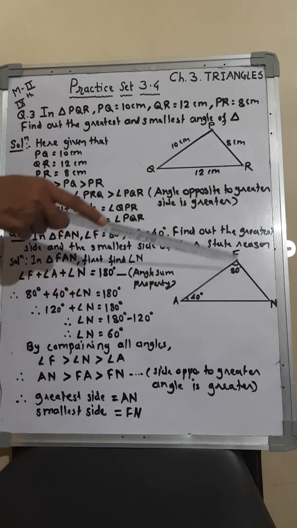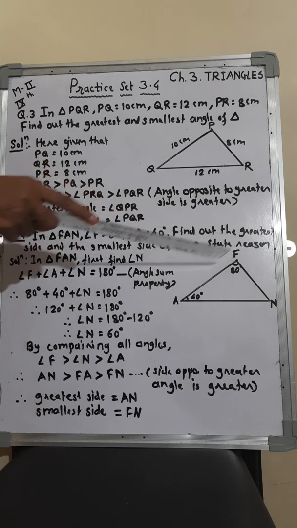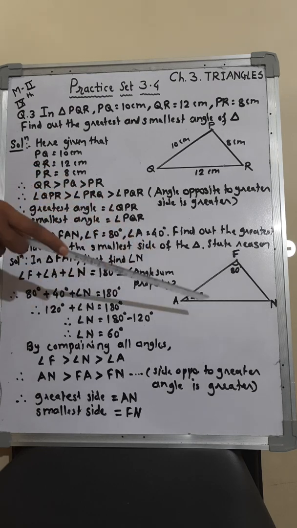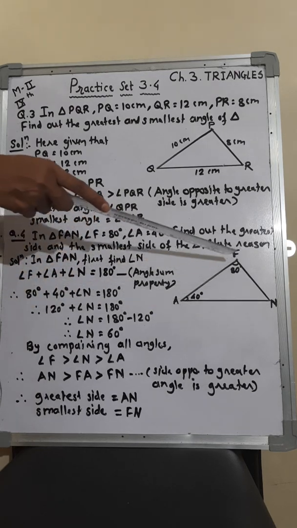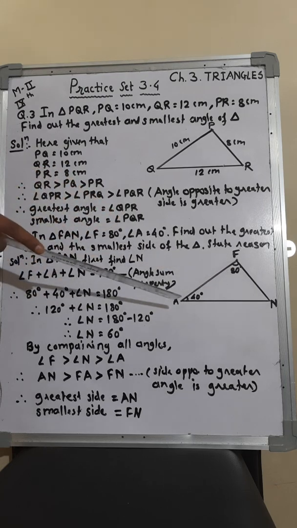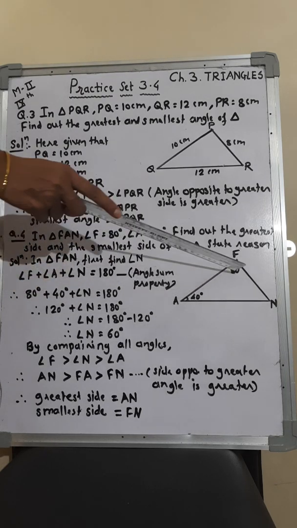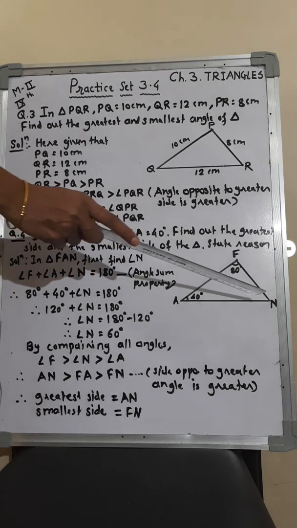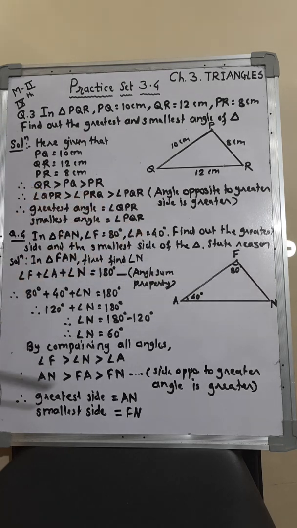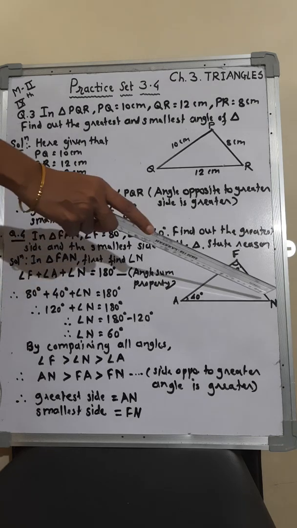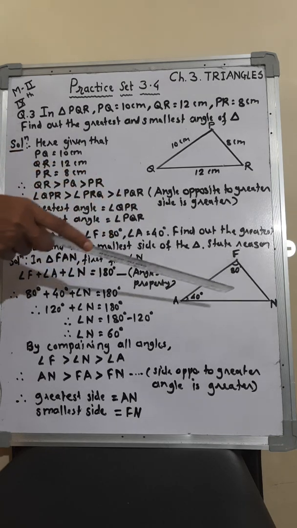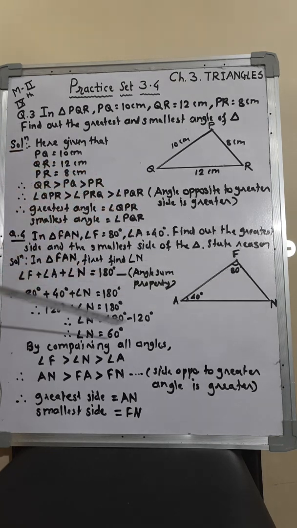You have to draw this diagram. Triangle FAN, write the measurement of it. Angle F equal to 80 degree, angle A equal to 40 degree. These two angles are given for you, but you have to find angle N also. All three angles of the triangle you have to write.